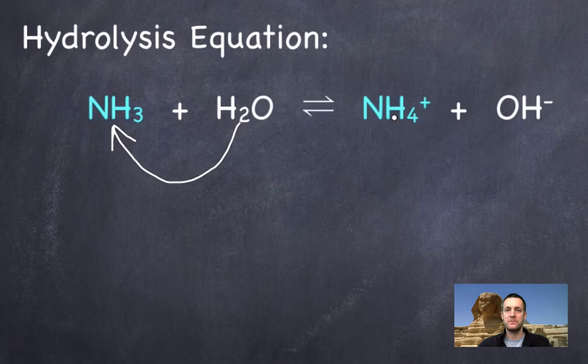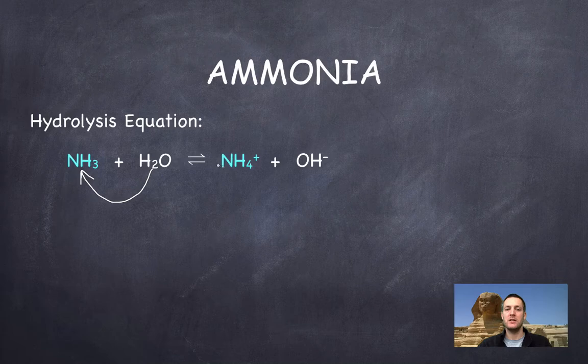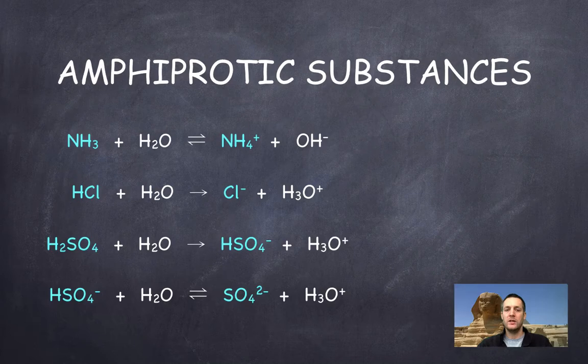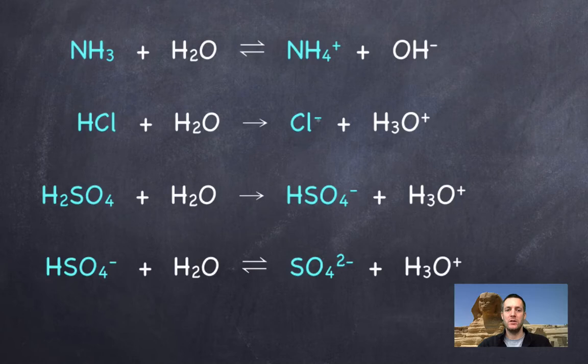So the difference here between this and the other equations that we've seen is that water was acting as an acid. Now, because water is able to act as both an acid or a base, we call it amphiprotic. Amphiprotic meaning it can either give or take H+ ions. And we've seen that in all these equations that we've seen in this film. Okay, we've seen ammonia taking H+ from water, and we've seen all these acids giving H+ ions to water.